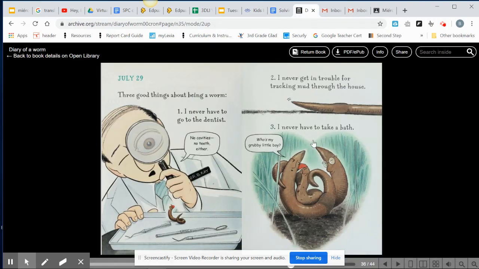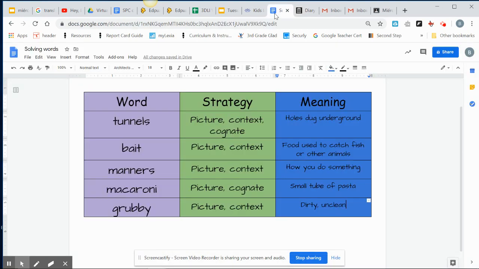We go back to our story. He was talking about not taking a bath. If you don't take a bath, you get kind of dirty. If we look closely at the picture here, we see he's covered in dirt. That's different from how he looks in the other pictures. We see that he actually is dirty and unclean. So we can assume that grubby means dirty or unclean.